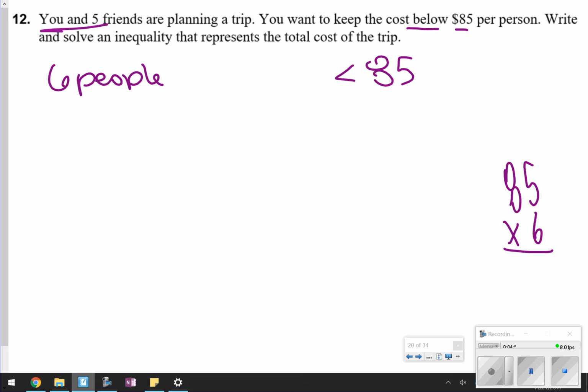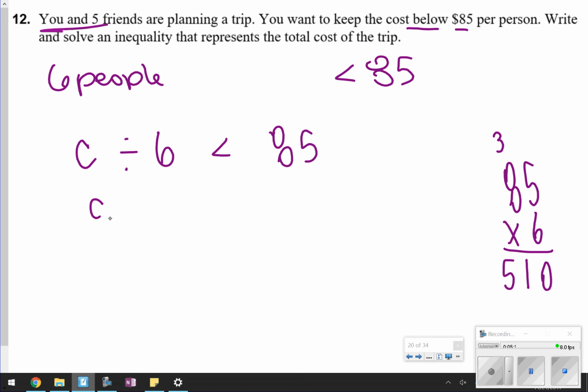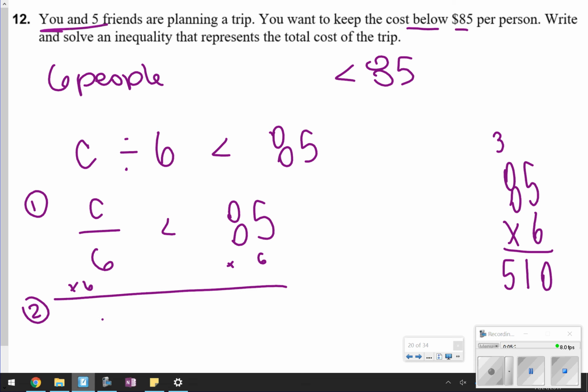So if I have to show multiplication right now to figure out how much the trip is going to cost, let's go ahead and solve that. Looks like $510. I know that I need to multiply to solve it, so I need to show division here. So cost divided by 6 people is going to be less than 85, or C over 6 is less than 85. Okay, that's your writing part, and then solving part, you're just multiplying by 6. So C is less than $510.